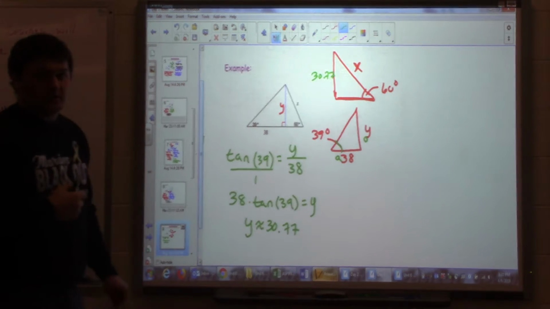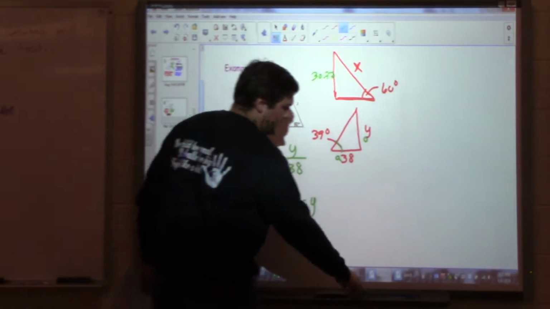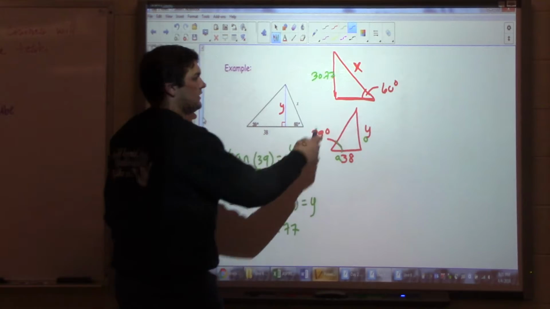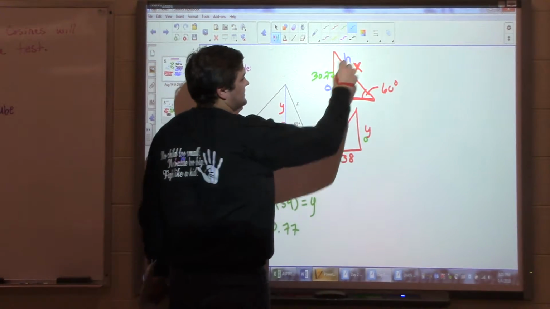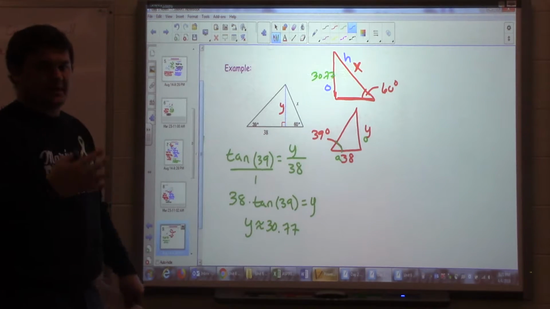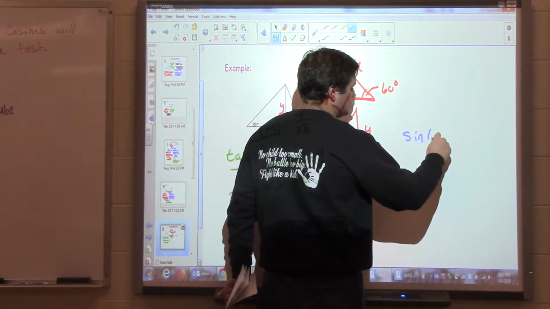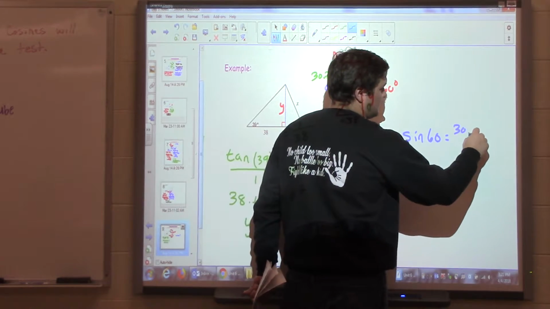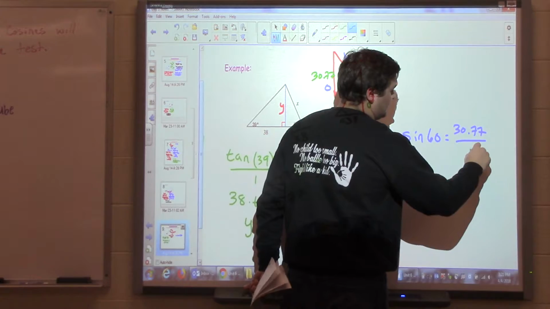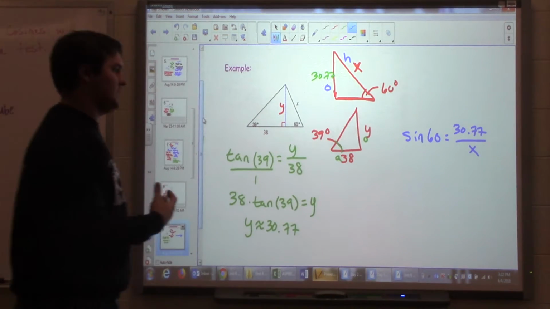Now, I know I have an angle, a side, and I want to find a third side. Now I can use trig again. So across from the 60 degrees is the opposite, X is my hypotenuse. So opposite hypotenuse, I'm going to use sine. So sine of 60 degrees equals the opposite 30.77 over X. So cross multiply and solve.